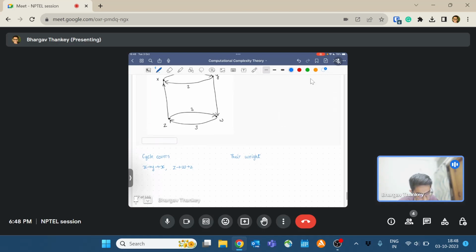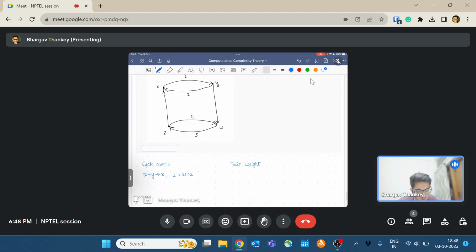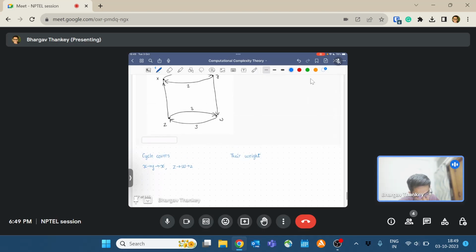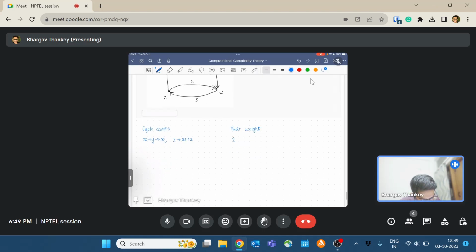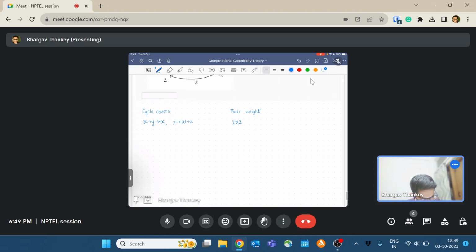Now what's the weight of the cycle cover? The weight of a cycle cover is just the product of all the edges included in the cycle cover. So the edges included are X to Y, Y to X. Both of these have weight 2, so it's 2 times 2. And the other edges that are included are Z to W and W to Z, so it's 3 times 3, and this is 4 times 9, 36.